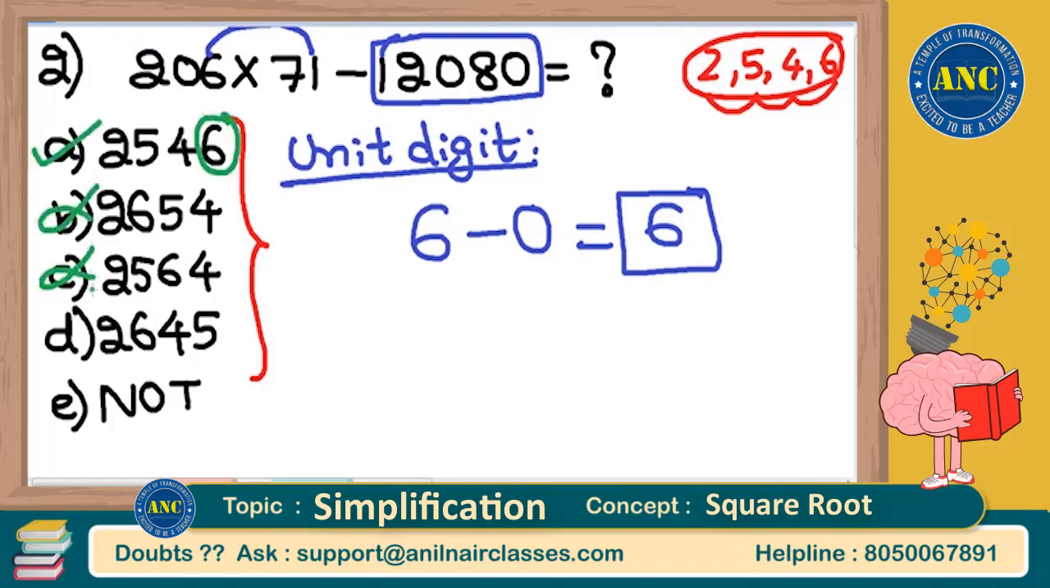This question is taken to make you realize that digital sum is not the only method, because digital sum sometimes might have more than one option with the same digital sum. What if only one option is there for unit digit? What if more than one option has the same unit digit?